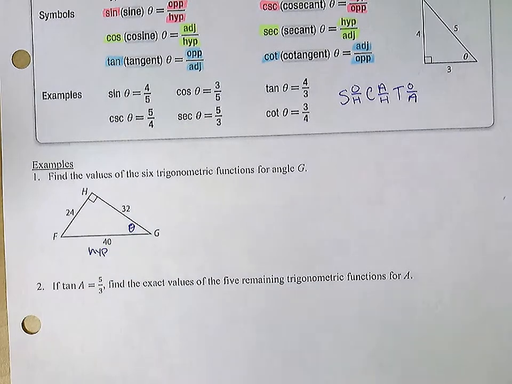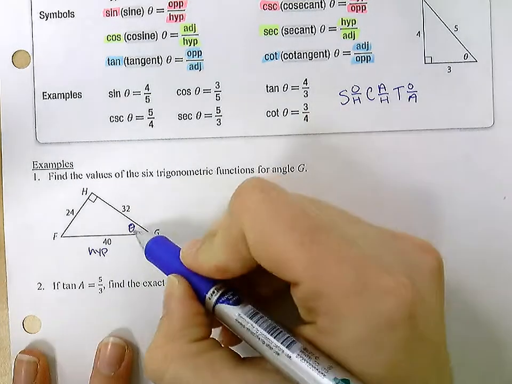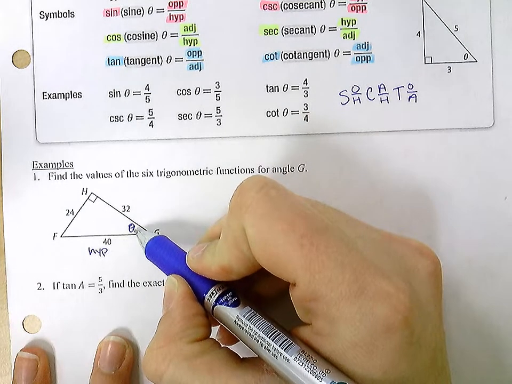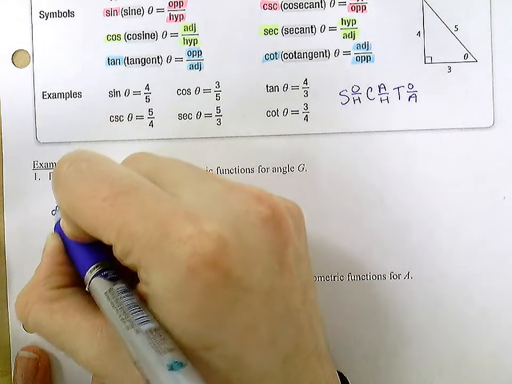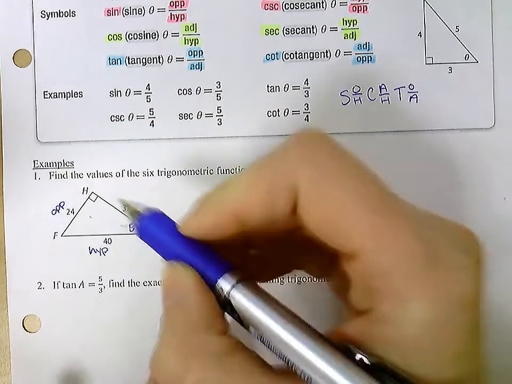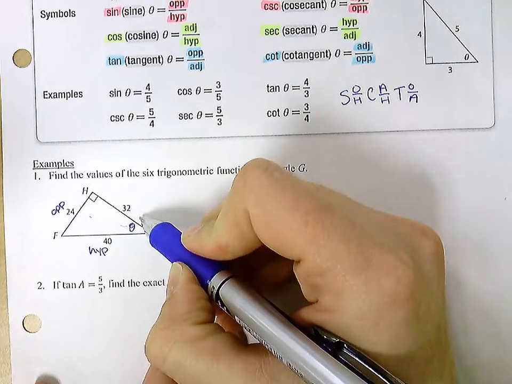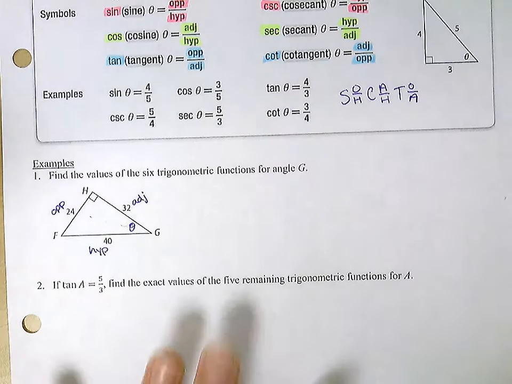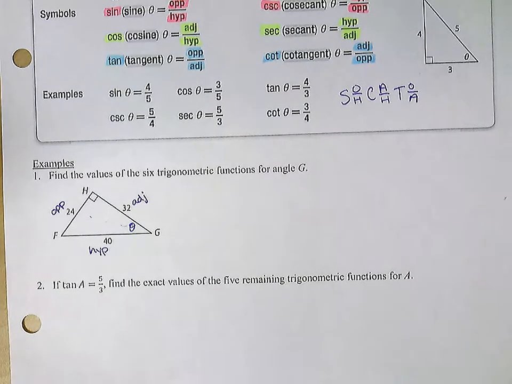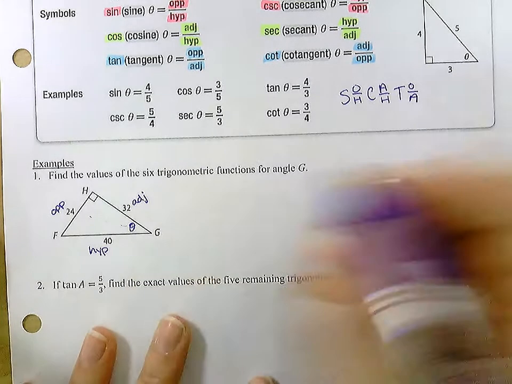Okay, so that side would be your hypotenuse. The side across from theta or angle G, so all the way across, is your opposite side. And the side that is next to is your adjacent side. So just labeling out those sides given that angle theta. So now I can find each of my trig functions from angle G.